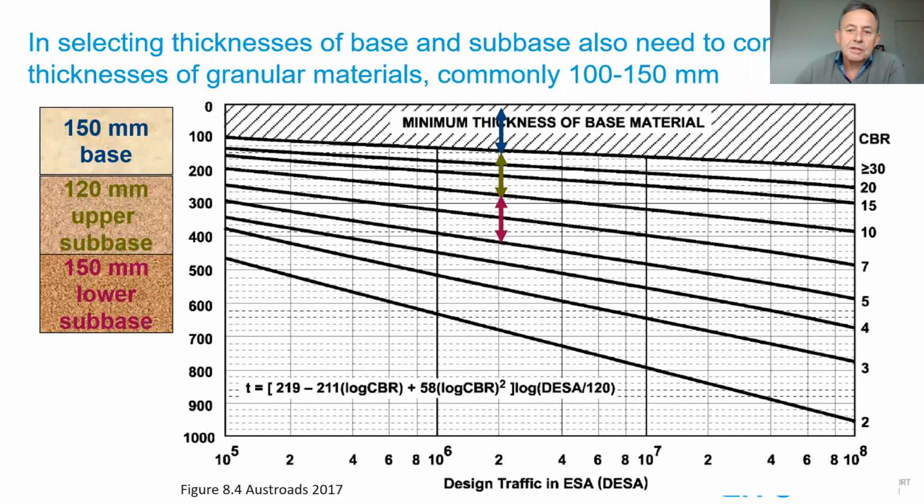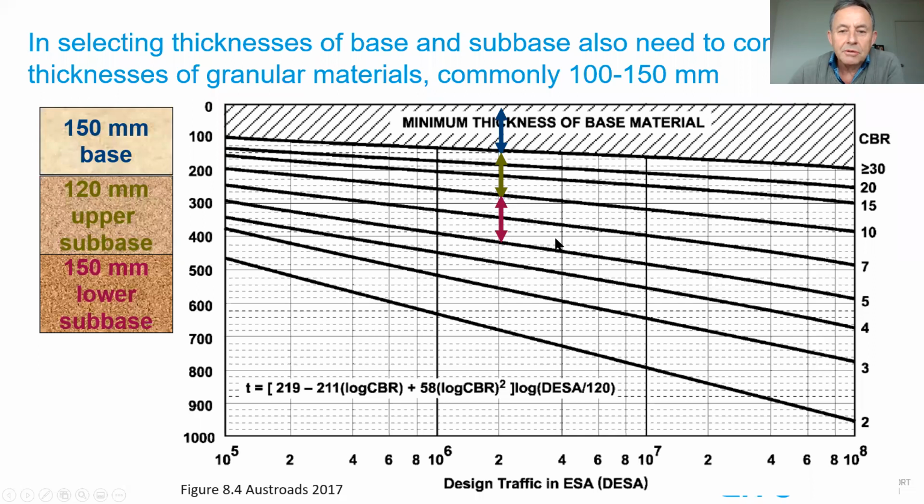We can use the 150 millimeters we talked about earlier. We can use 150 millimeters of a lower subbase, which has a design CBR of 15 in this case, a minimum. So it has more than adequate cover because it has the cover required for CBR 10 material. And you could use 120 of a lower subbase.